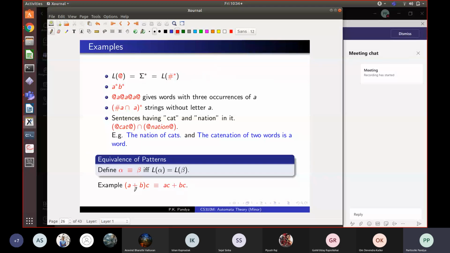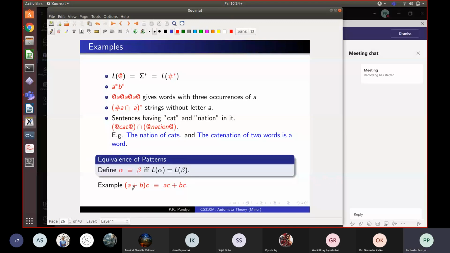So for example, if you've got (A plus B) in bracket catenated with C, this is same as A catenated with C plus B catenated with C. Do you see this? So this kind of distributivity law holds between dot and plus. Just as you had distributivity between multiplication and addition in arithmetic, you have this kind of distributivity, okay, over patterns. How can we prove such an equivalence? Well, we have to evaluate the language for the left-hand side. We have to evaluate the language for right-hand side, and we have to show that these two languages are the same.